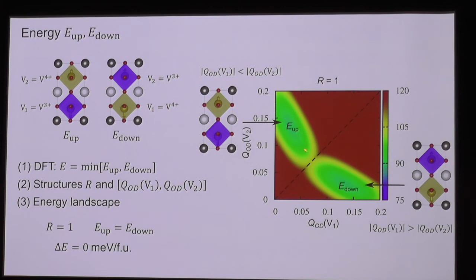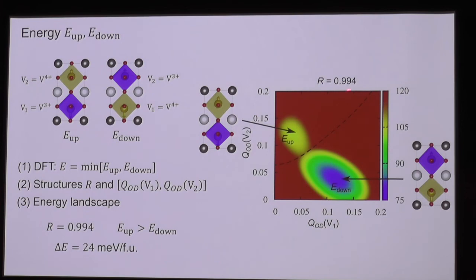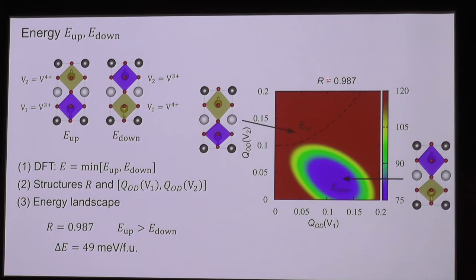Then we decrease R a little bit by shrinking the volume of the polyhedron at the bottom. We can see that the polarized state is less stable, and there is an energy difference between the two polarized states. If we decrease R further, the energy difference increases further. Here, we should mention that for this R value, this local minimum is very shallow. But we should also note that this R value is still far away from the optimized R value, which is 0.91.